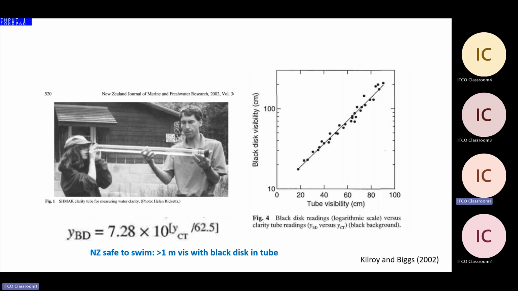And this tube visibility is not exactly the same as the black disc visibility that we talked about before, but they're very strongly correlated. So you can also use this method. This is also sanctioned by the New Zealand government, and it's safe to swim if you have greater than 1 meter visibility with the black disc in the tube method.